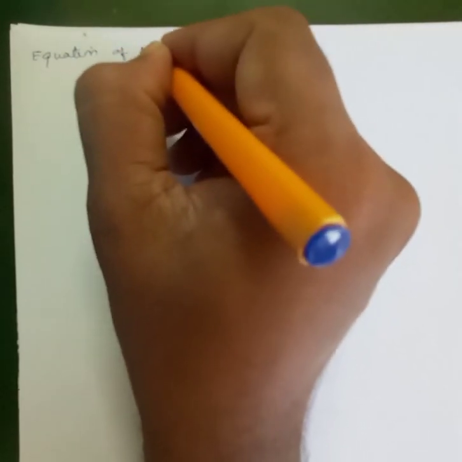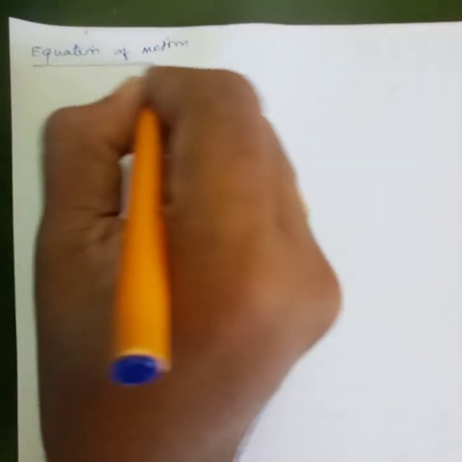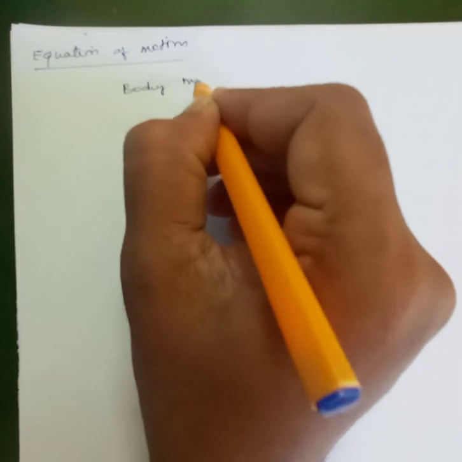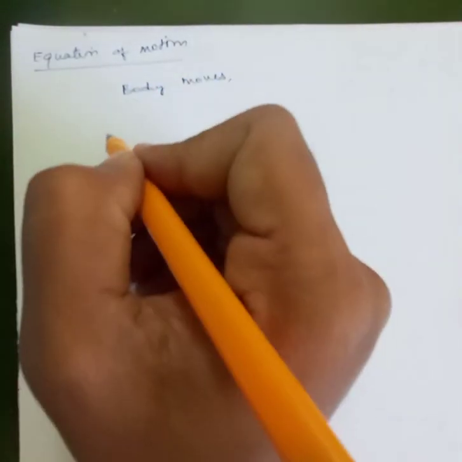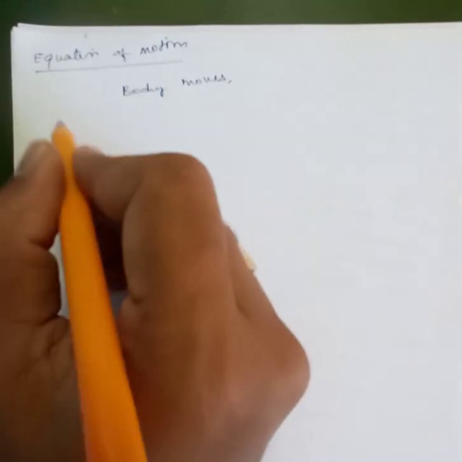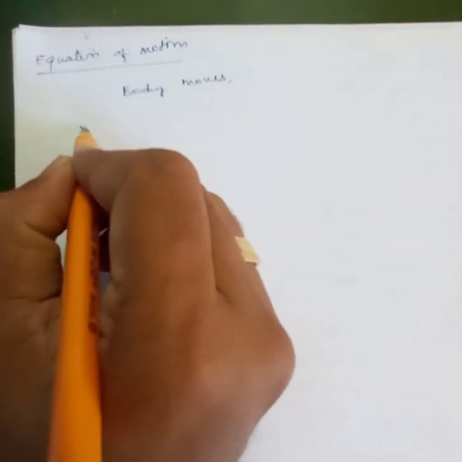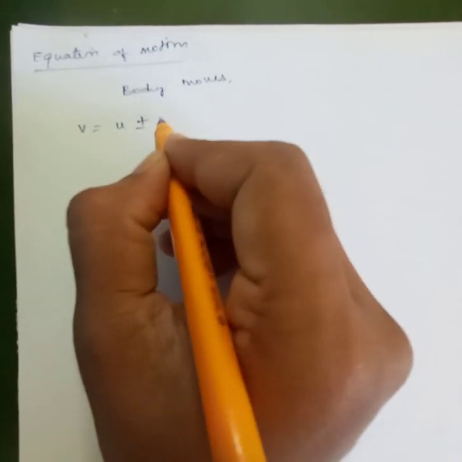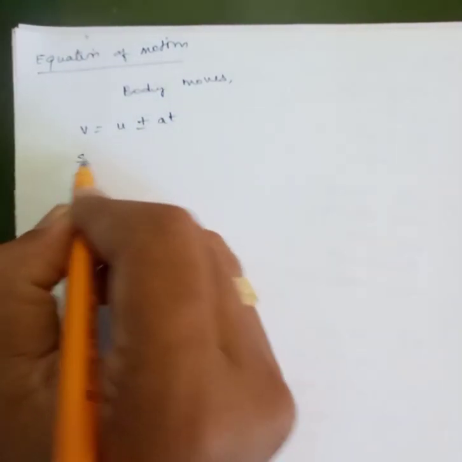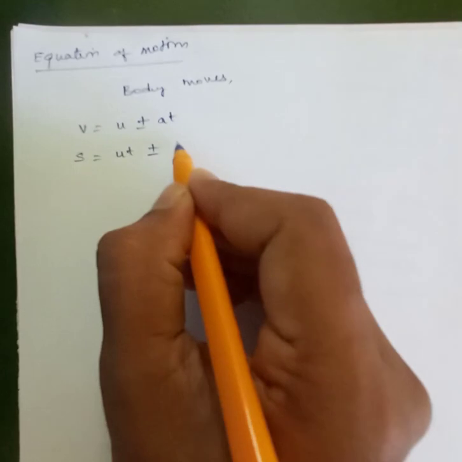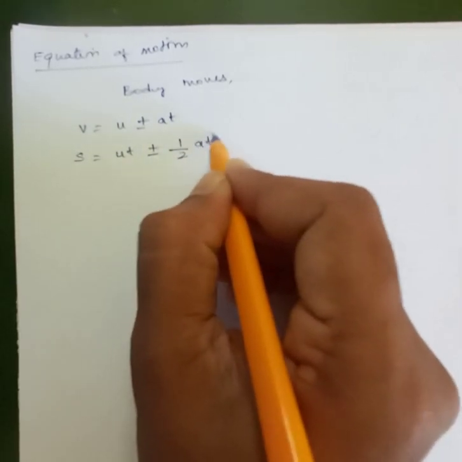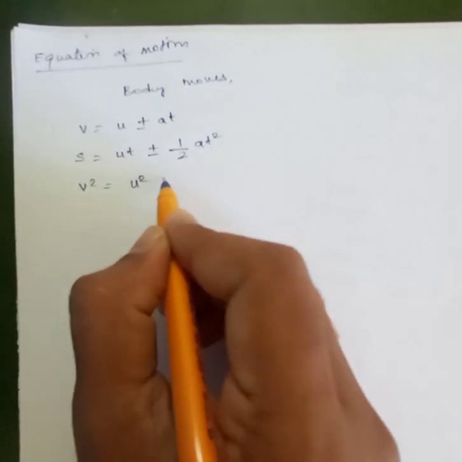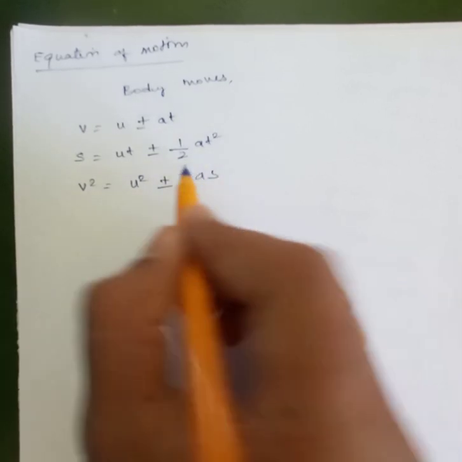Equation of motion. Whenever a body moves, this equation of motion comes into place. There are three equations: v is equal to u plus or minus at, and s is equal to ut plus or minus 1 by 2 at square, and v square is equal to u square plus or minus 2as.